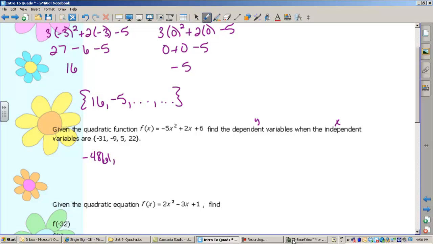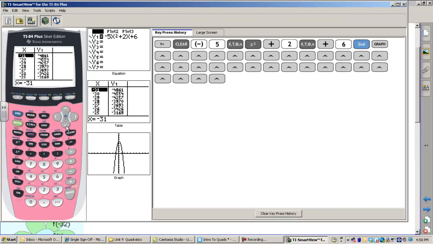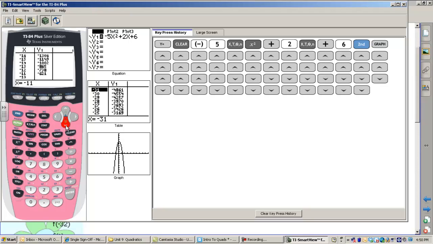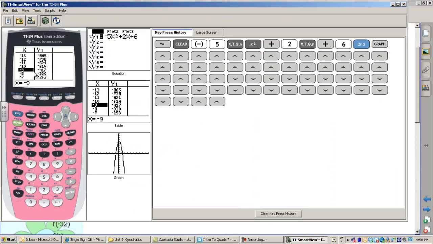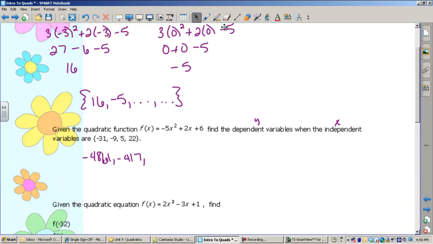And then I will repeat this for when x is negative 9. And so I will scroll back down to where negative 9 is, which is right here, and I see that y is negative 417. So I get negative 417. And you repeat that, you keep going until you do the 5, and then you do the 22, you write down the numbers, and you have that just like before. And so it's the same kind of deal, just like the last one. And we write them down. So you can either plug in the numbers, or you can use your calculator to find them.